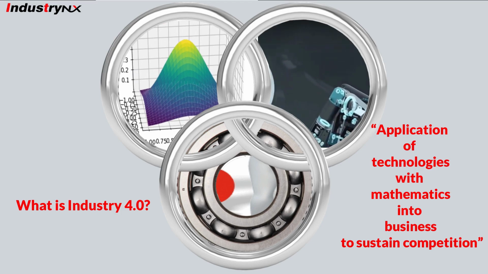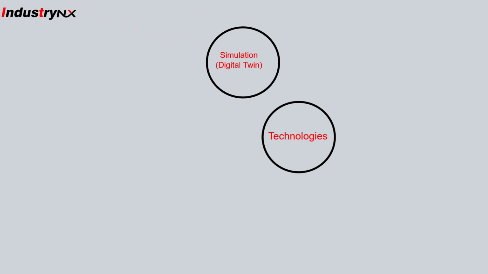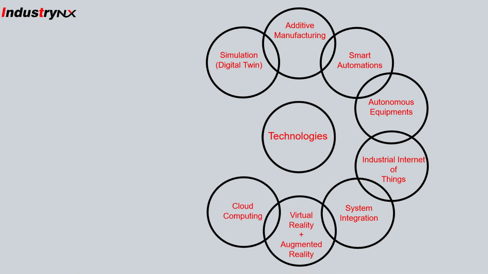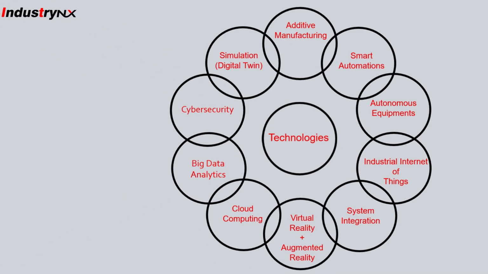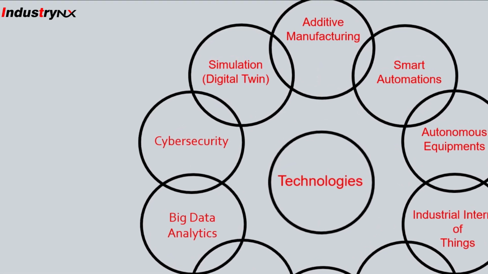mathematics to business to sustain competition. In this session, we will zoom into the technology circle of the Industry NX wheel and try to understand the basic working principle and discuss the top 10 technologies and examples. We will further zoom into each technology in the next session.